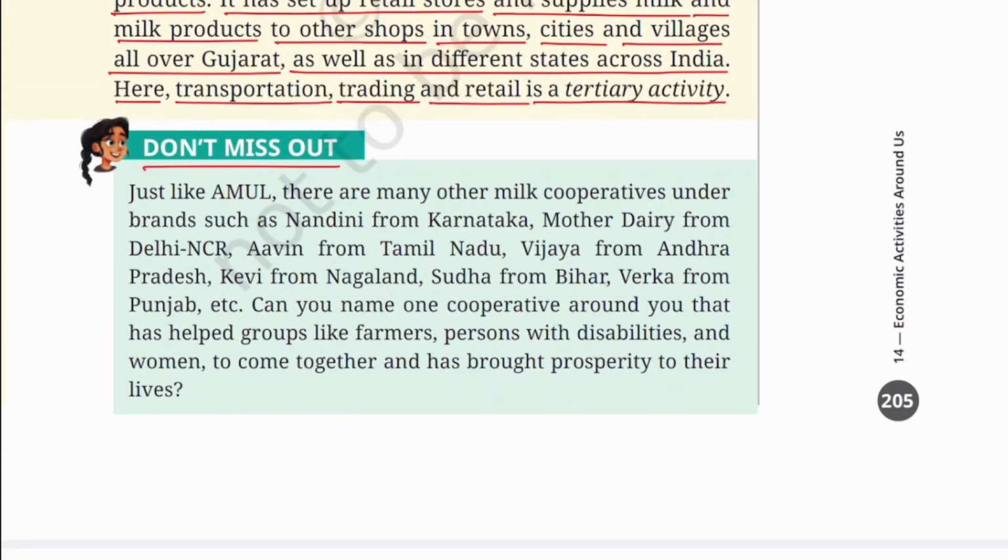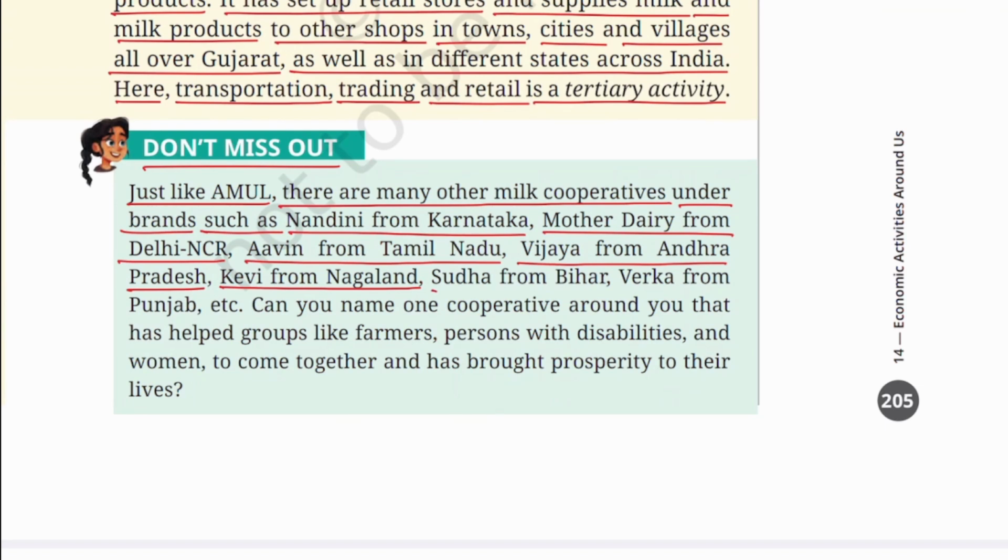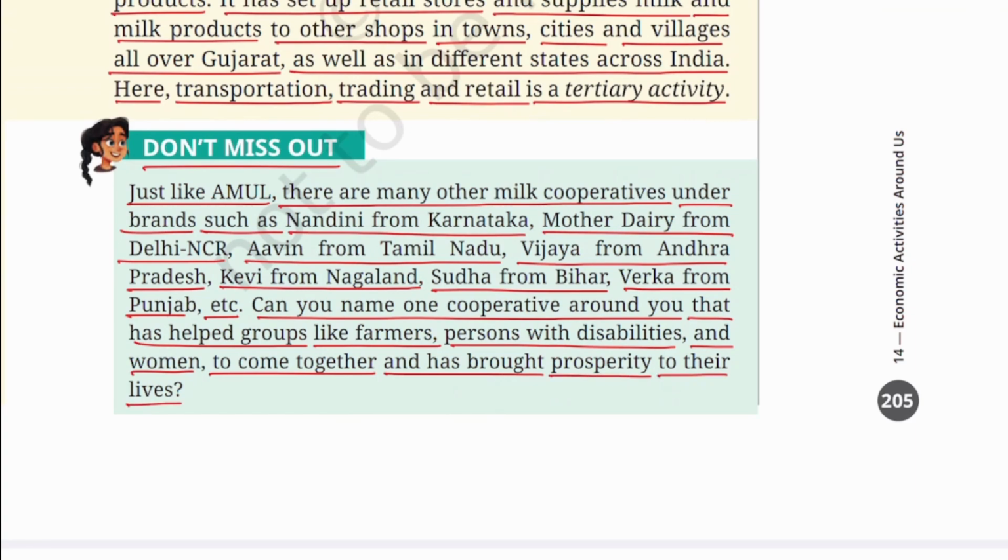Don't miss out. Just like Amul, there are many other milk cooperatives under brands such as Nandini from Karnataka, Mother Dairy from Delhi NCR, Aavin from Tamil Nadu, Vijaya from Andhra Pradesh, Kevi from Nagaland, Sudha from Bihar, Verka from Punjab, etc. Can you name one cooperative around you that has helped groups like farmers, persons with disabilities, and women to come together and has brought prosperity to their lives?